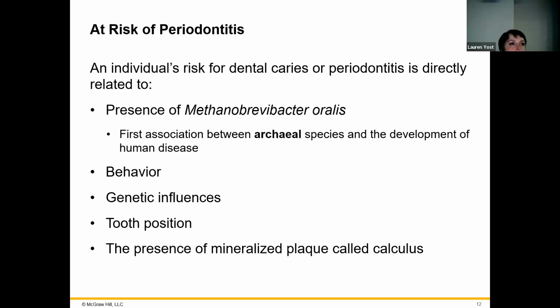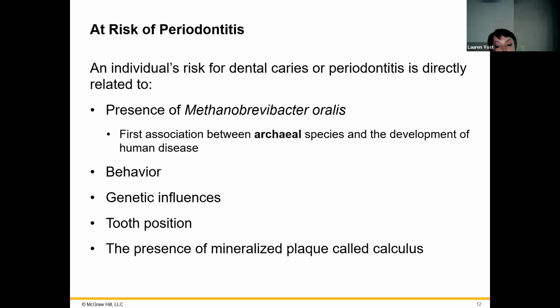This would be things like you don't make as much saliva as somebody else, or you might have other things that are involved in oral health maintenance. Tooth position. If you have crowding of teeth, then you're less likely to be brushing or flossing adequately, so you're more likely to have tooth decay issues.